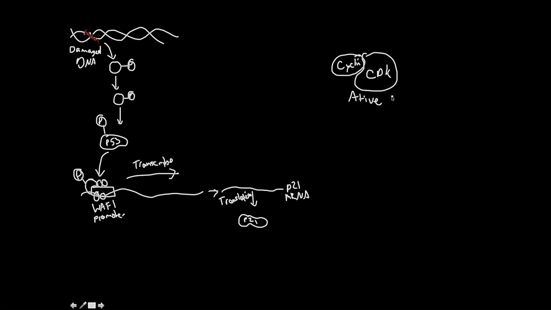So active, when these are bound together, that means it's going to tell the cell to move to, in this case, we want to go from the G1 to S, so this is going to tell the cell to move to the S phase. Okay? And that's if these are active. So what happens when P21 has been made? Here's my cyclin CDK complex once again.